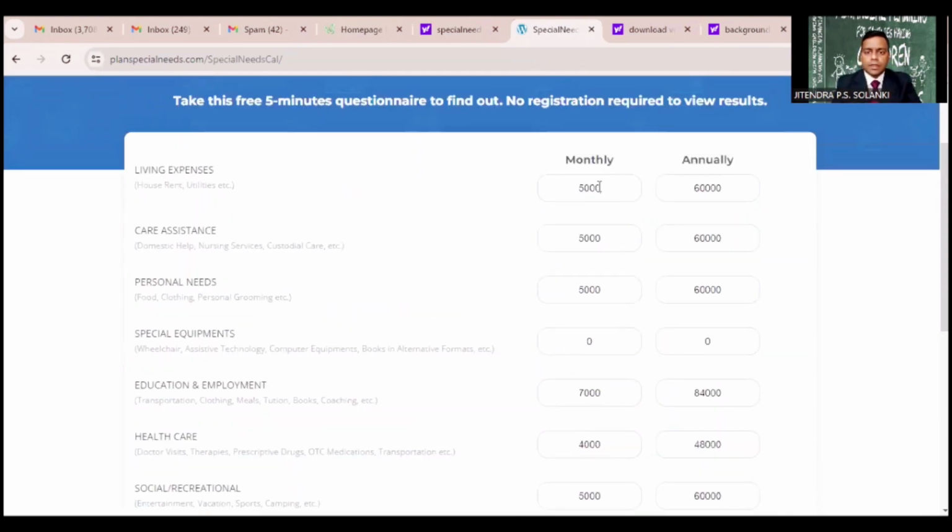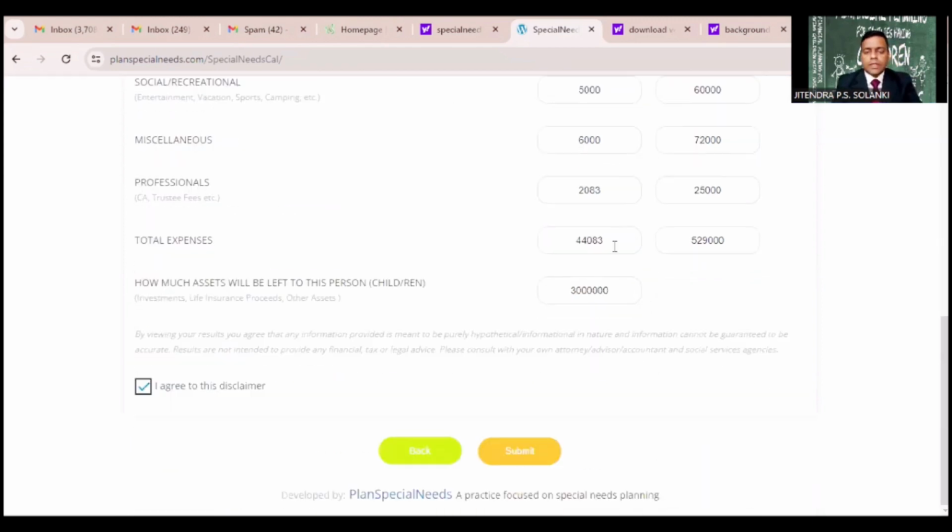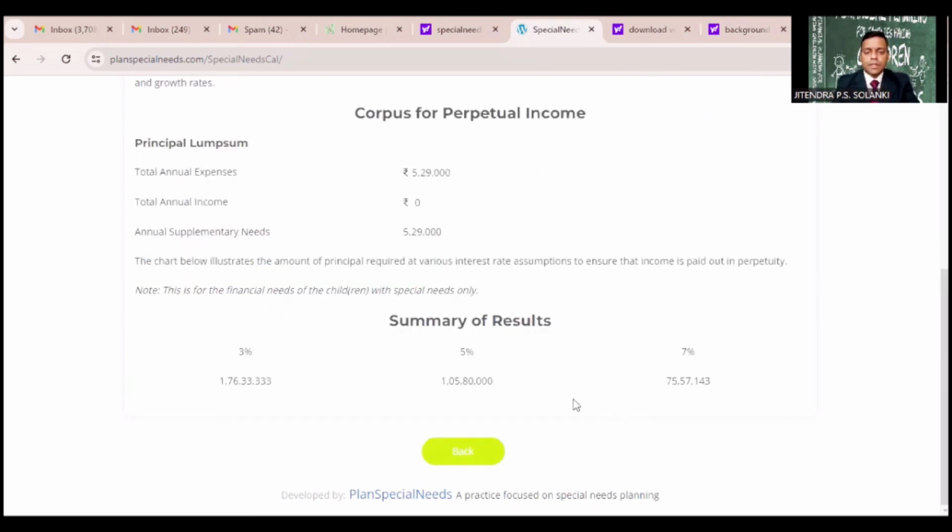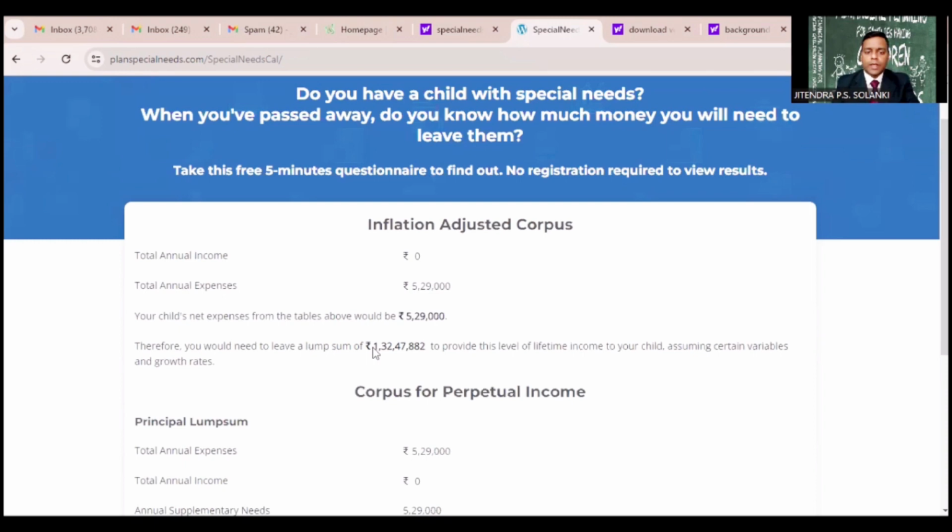I'll make living expenses 7,000, and care assistance I'll make around 8,000. So now the monthly expenses are 44,000 and you still have 30 lakhs accumulated with you. Submitted, and you can see the corpus required, 1.32 crore, is the corpus required for your child's lifetime.